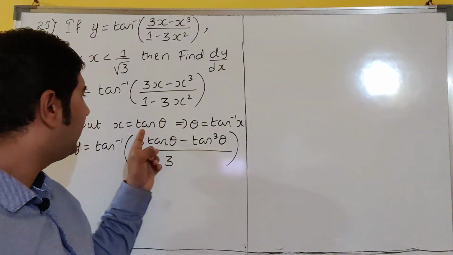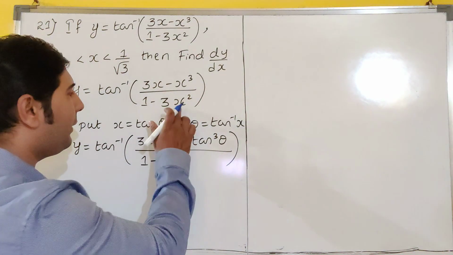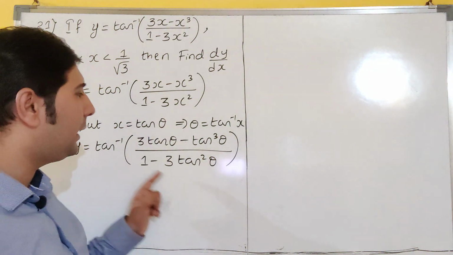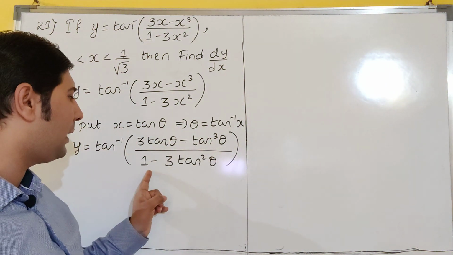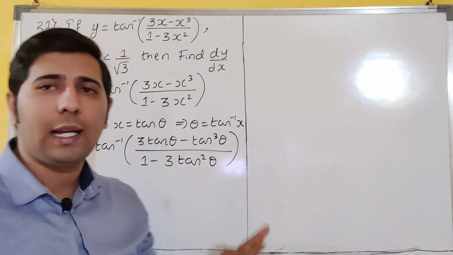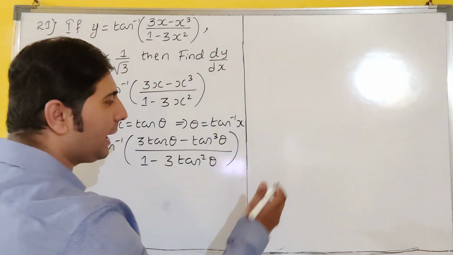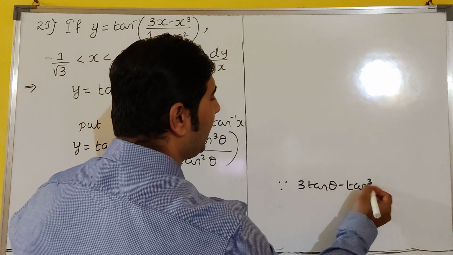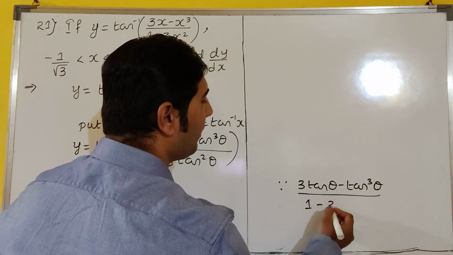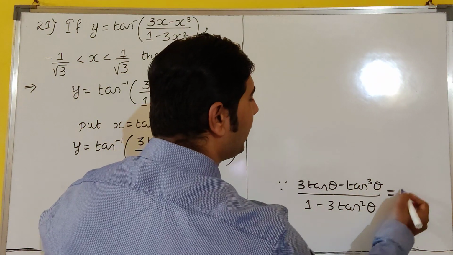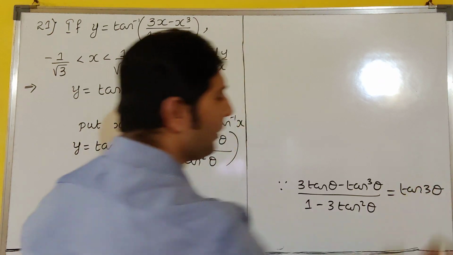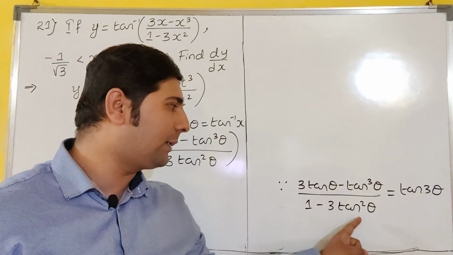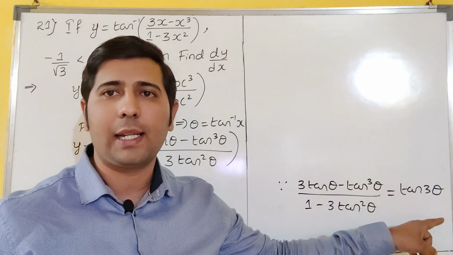X square means what? Tan square theta, since x value is tan theta. If you know this formula, 3 tan theta minus tan cube theta divided by 1 minus 3 tan square theta, it's fine. If you don't know also, I will write here: 3 tan theta minus tan cube theta whole divided by 1 minus 3 tan square theta is equal to tan 3 theta, dear students.